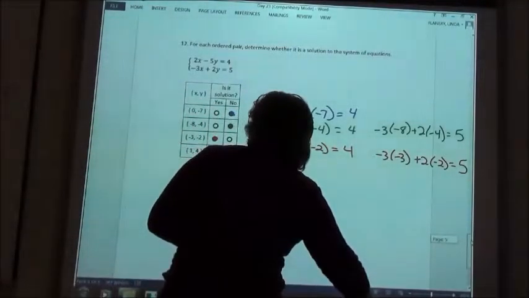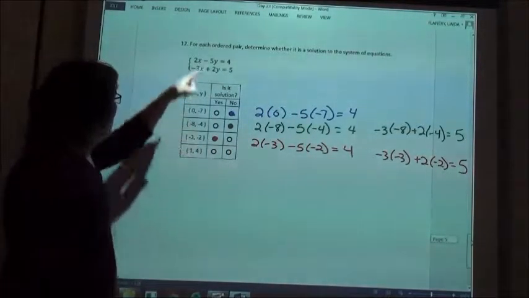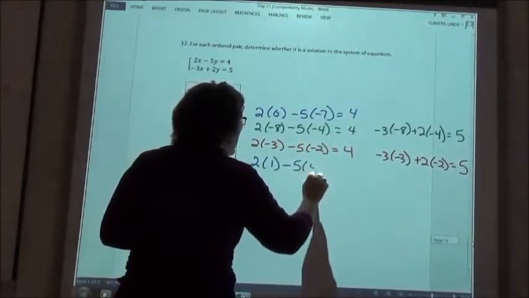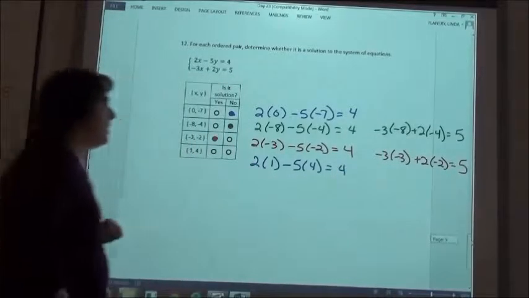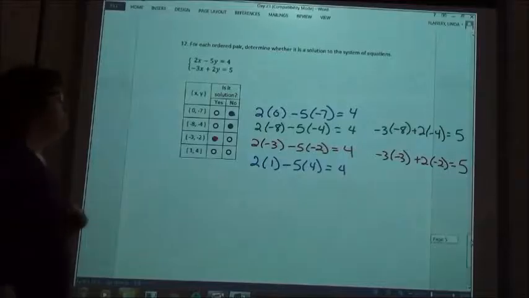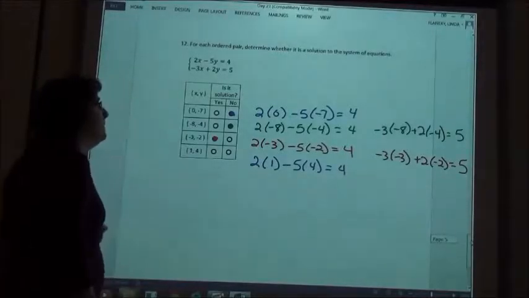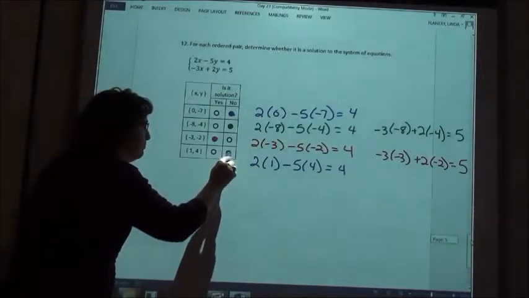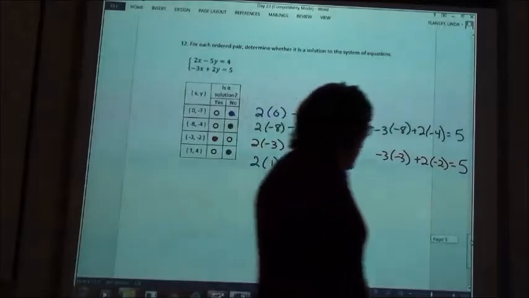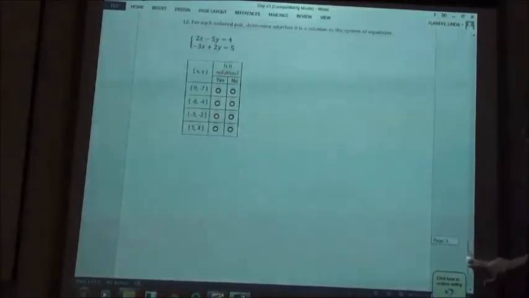And one last one to check. Putting in the 1 and the 4. 2 times 1 minus 5 times 4. Does that equal 4? No, it doesn't. So in order to be a solution to the system, it has to be a yes on both equations. Otherwise, it's a no. All righty. That is the end of the chapter.